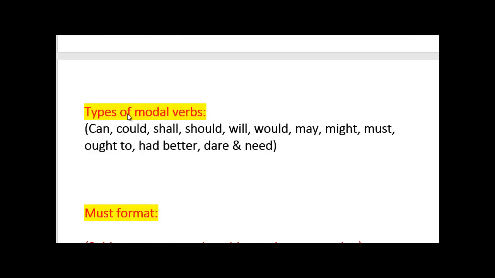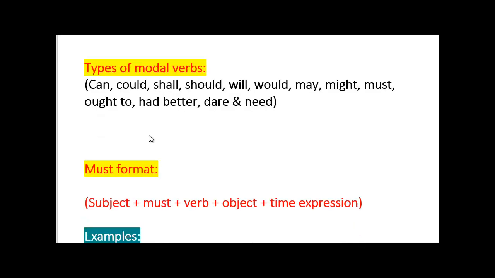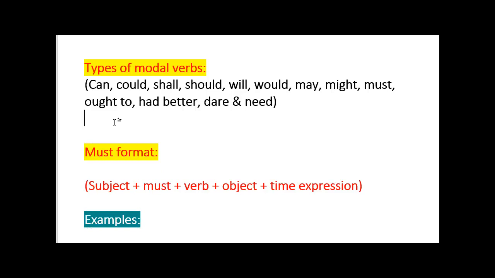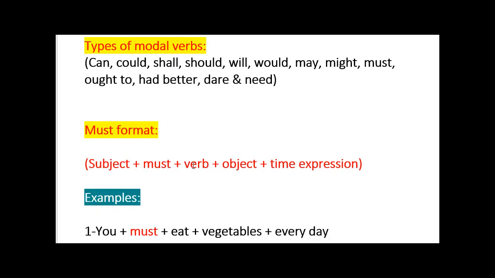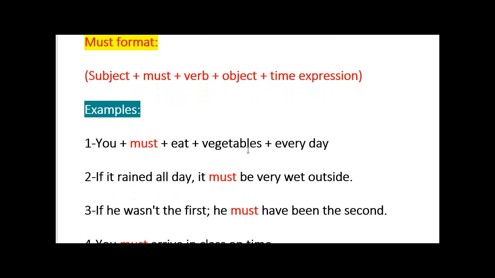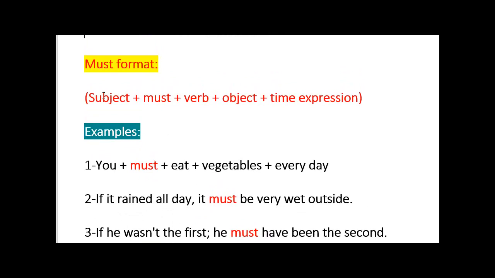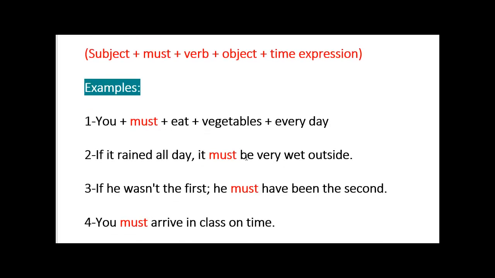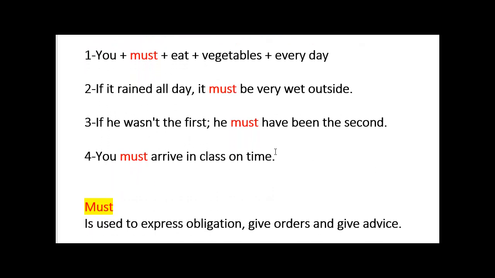Modal verbs we all know, like can and could, shall and should, will and would, may and might, must and ought to, and so on. The format that we can use must in for the sentence is a subject, and then must, and then a verb, and then an object, and then a time expression. Examples: you must eat vegetables every day. Here you can see you is a subject, must, verb is eat, and the object is vegetables, and time expression every day. And the same applies to all the other examples there in different ways.